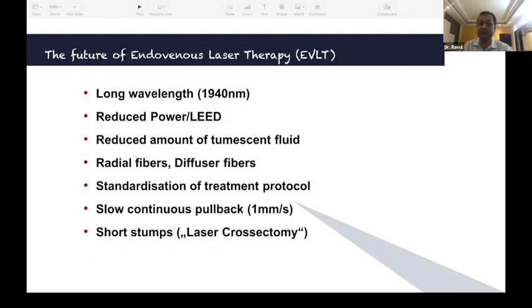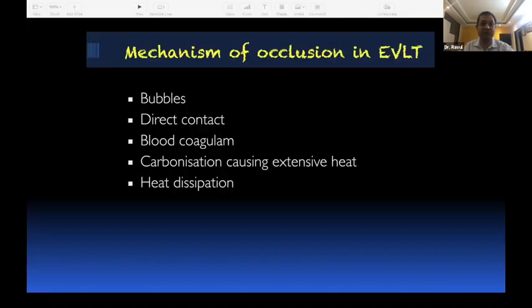And all these publications say the future is longer wavelengths, 1940, maybe a bit more, because the water absorption is going up, as I showed you. Reduced power, reduced amount of tumescence, radial fibers, standardization of treatment protocols, slow continuous pullbacks, and shorter stumps. So this is what we think.